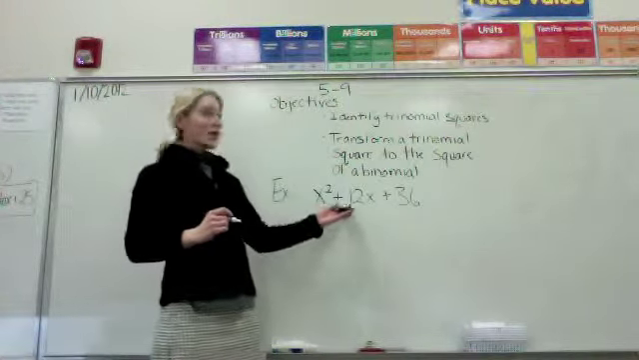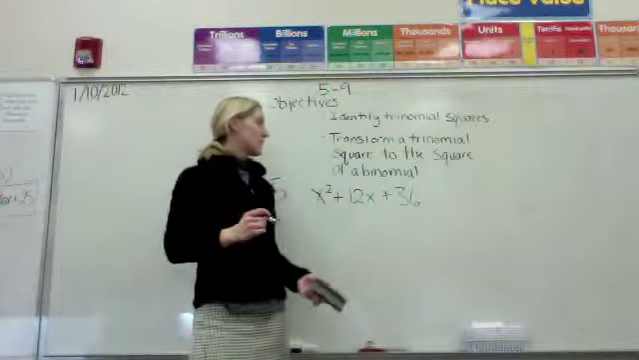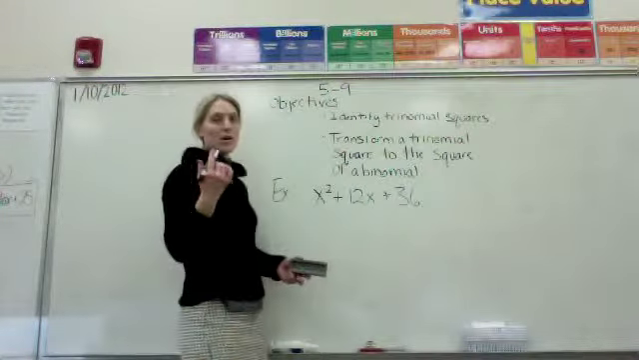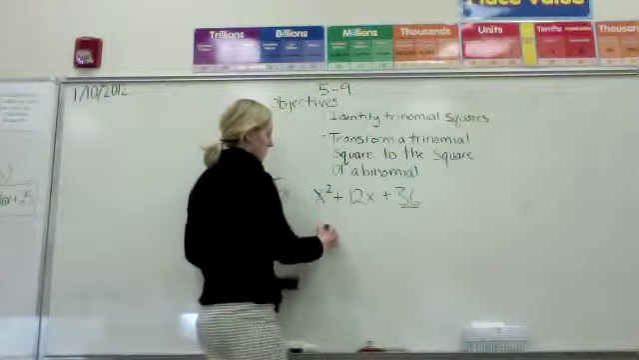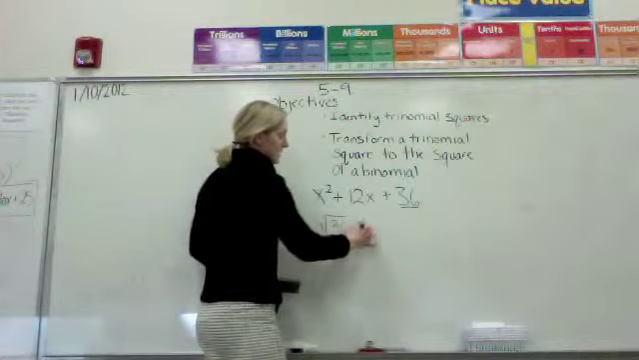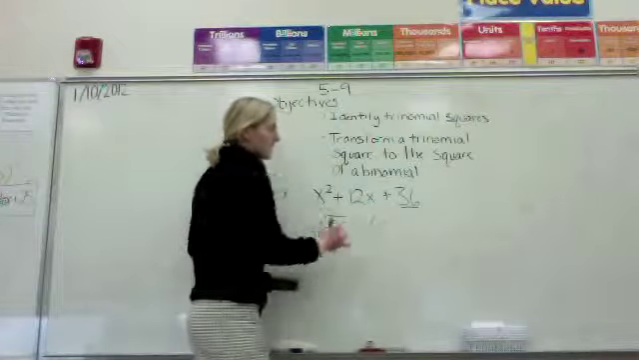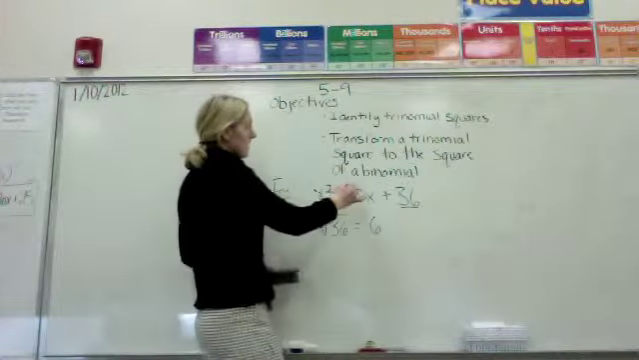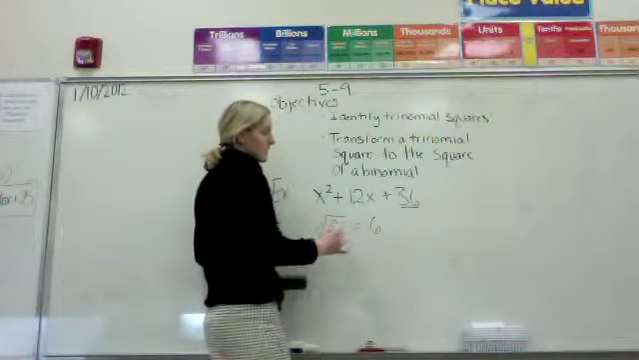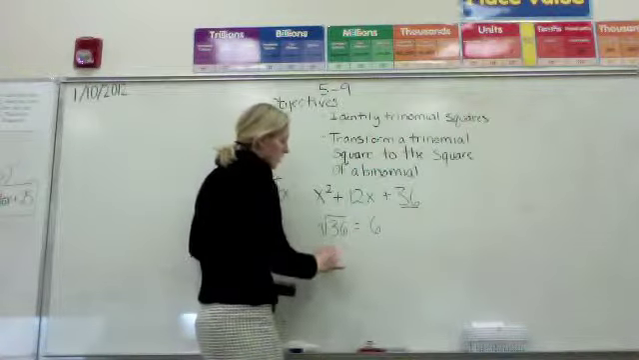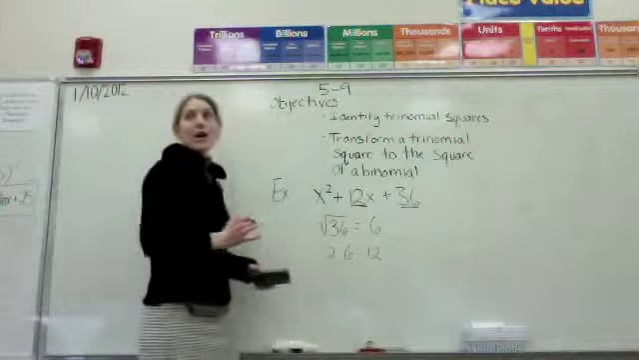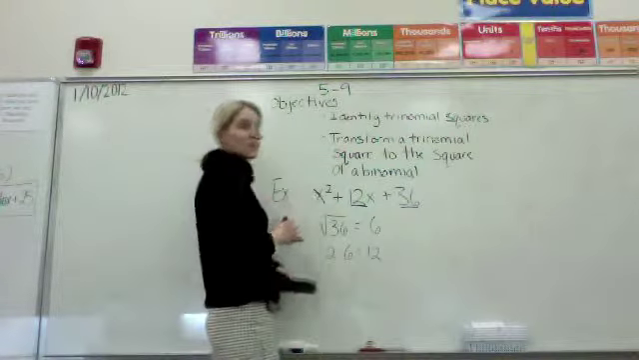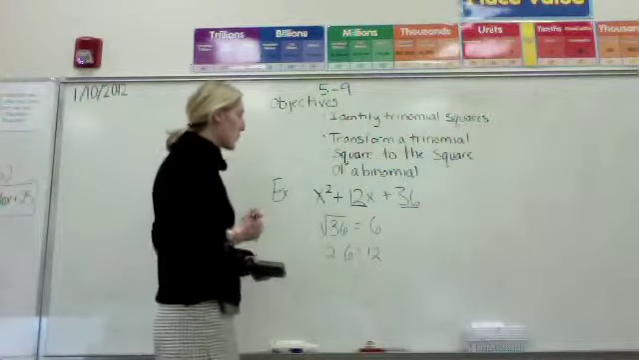If I have x squared plus 12x plus 36, I need to know if it's a trinomial square. The way that I know that is I take the square root of the third term. The square root of 36, I know, is 6. Then I look at the second term and see if it's twice of 6. Well, I know that 2 times 6 equals 12, and that is the coefficient of my middle term. Therefore, this is a trinomial square.